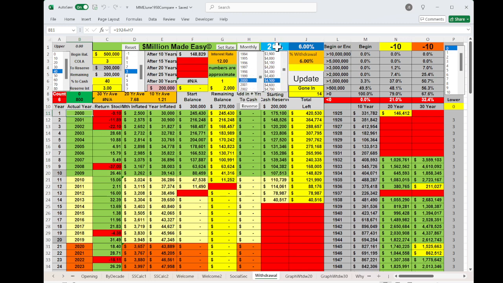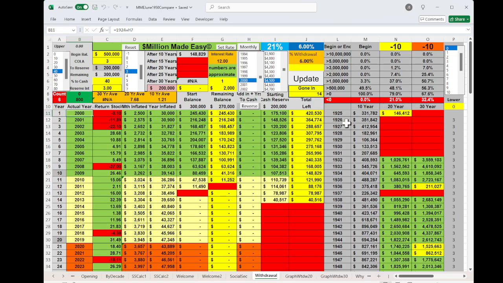But as we see, 21% of the time in the last 100 years, given the returns for the S&P 500, you'd be running out of money in 20 years. 30 years, it'd be even worse. You'd be running out of money 32.4% of the time.